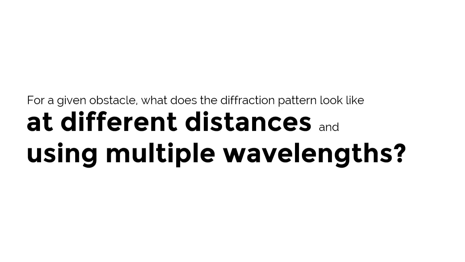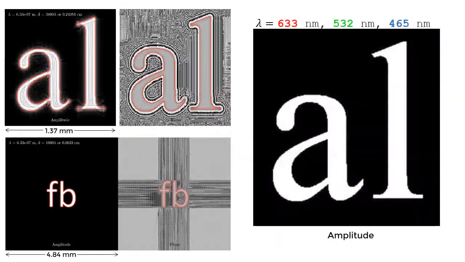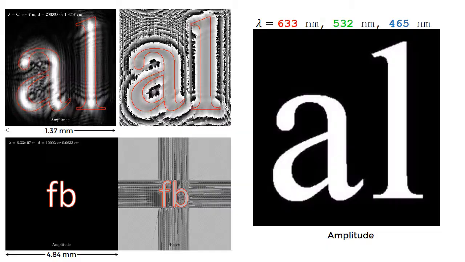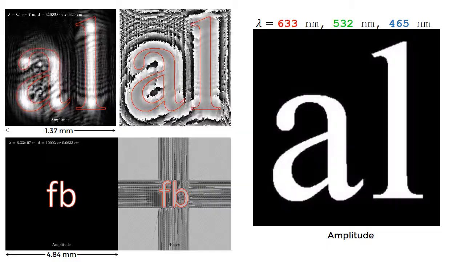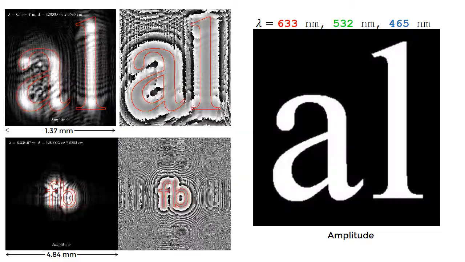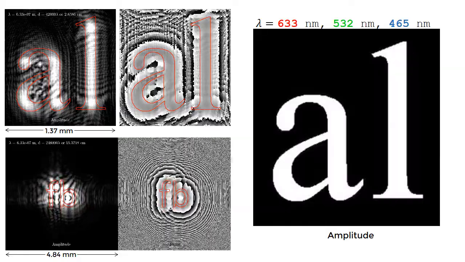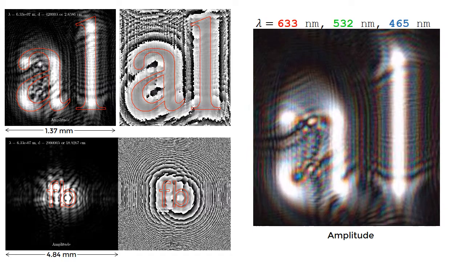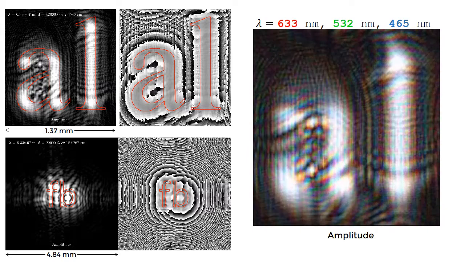Using the Rayleigh-Sommerfeld formulation, what does the pattern look like for various apertures and obstacles? Here we show the diffraction pattern using a red light source for different letter-shaped apertures, as seen over a screen which moves farther away from the aperture. On the right, we used red, green, and blue sources and superimposed the results. Observe how the colors separate as the screen is moved away from the aperture.